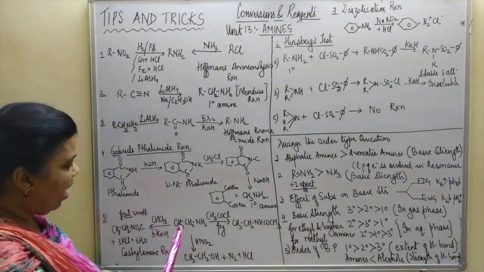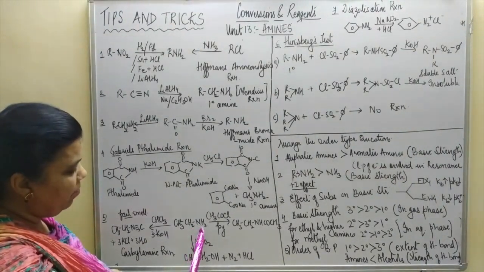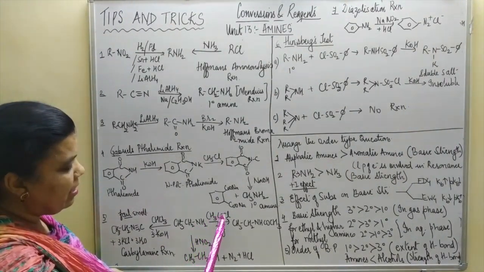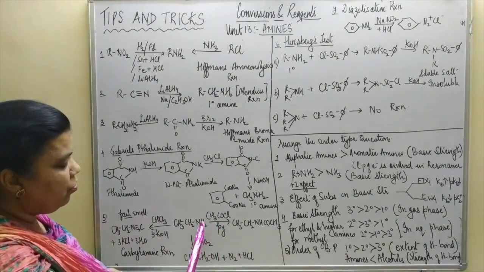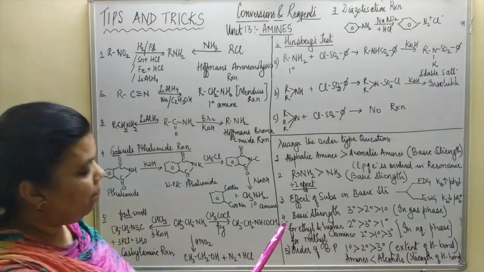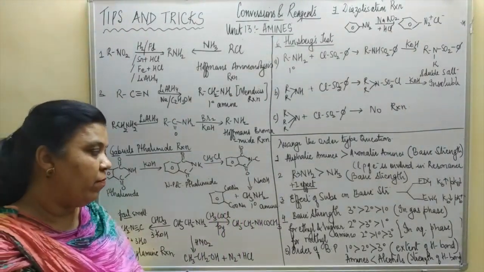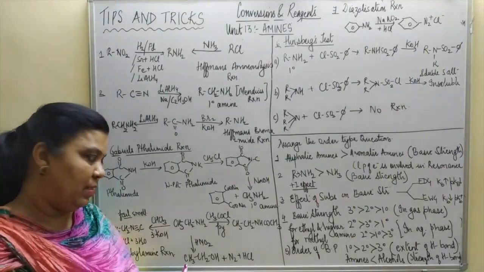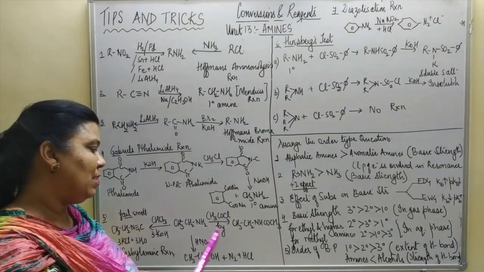Next is that if you treat aliphatic amine, let us take ethylamine, and treat it with the acetylating agent CH3COCl, then the active hydrogen of this ethylamine will get replaced by the acetyl group, resulting in the formation of the alkyl substituted amides. We will get substituted amides, and this reaction is acetylation.